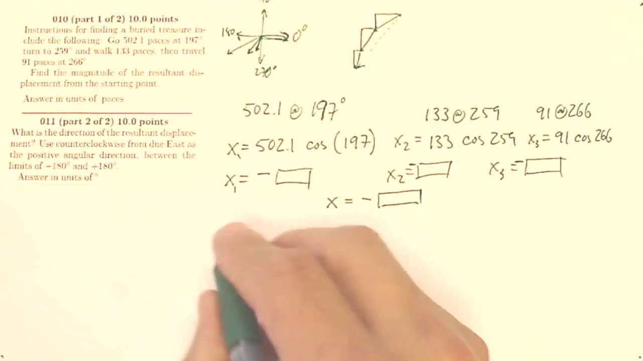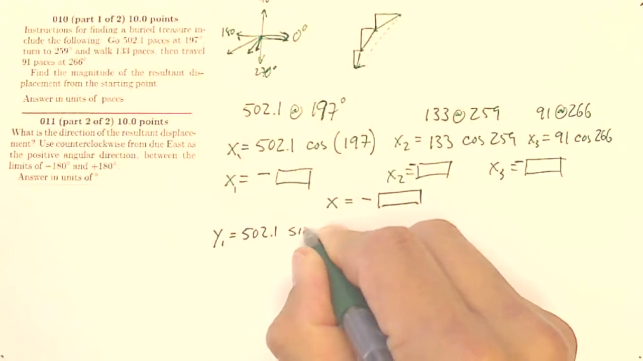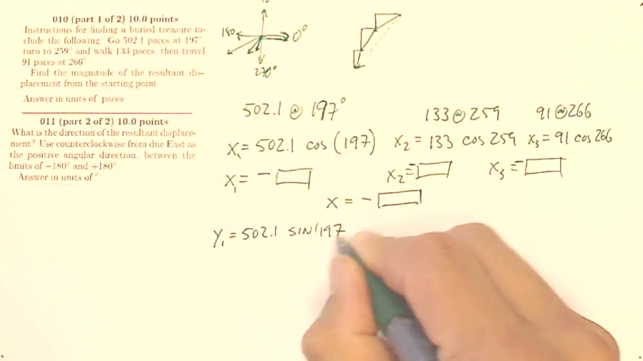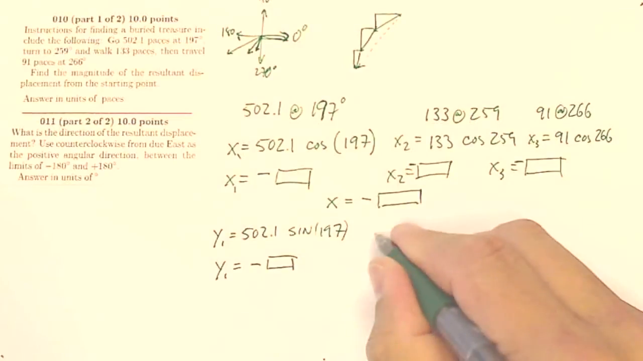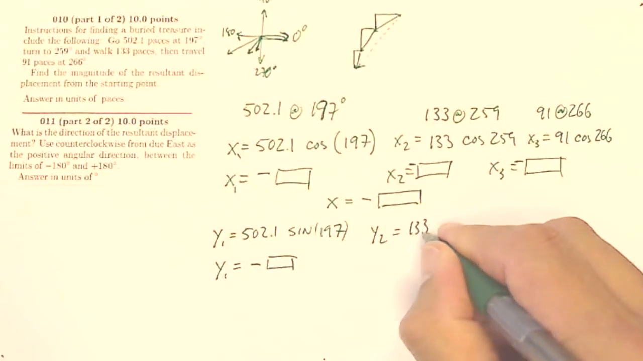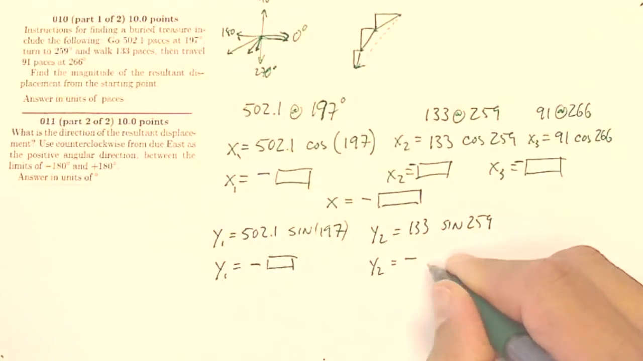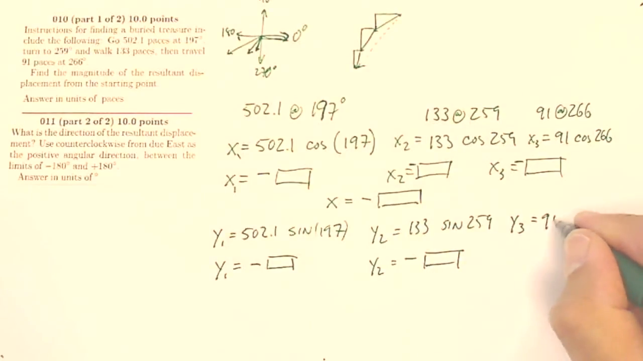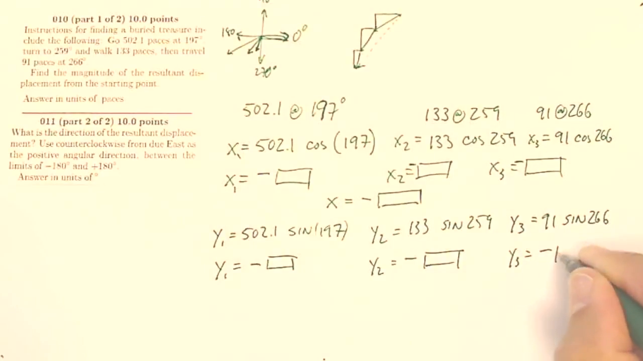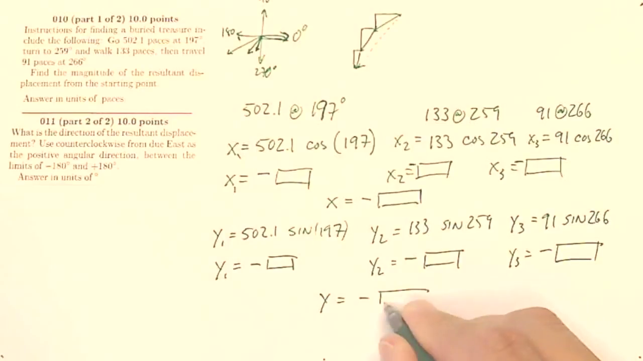I'll do the same thing with the y's. So my y1 is going to be 502.1 times the sine of 197. And you should also see that that's going to give you some negative value. My y2 is going to be 133 times the sine of 259, and y2 is going to give me a negative value. And my third y component, y3, is going to be 91 sine 266. So y3 is going to give me some negative value, because they're all pointing down. And then I'll get a y total equal to negative something or other.